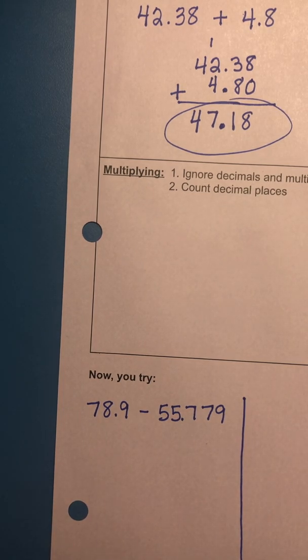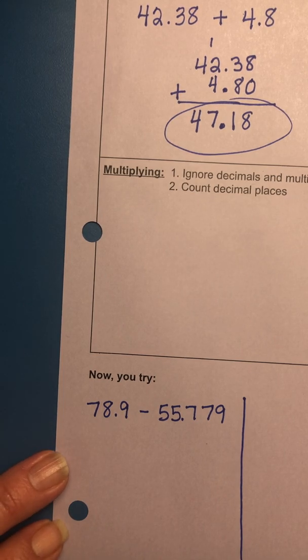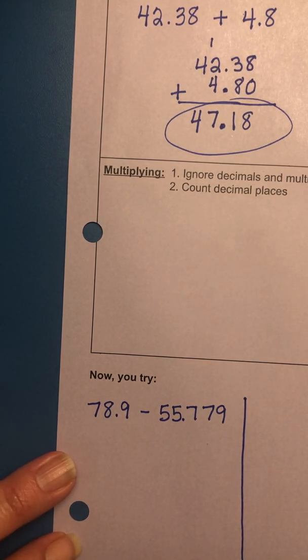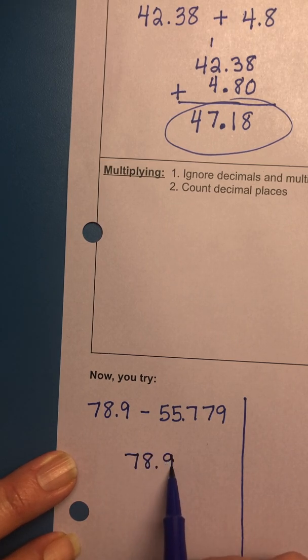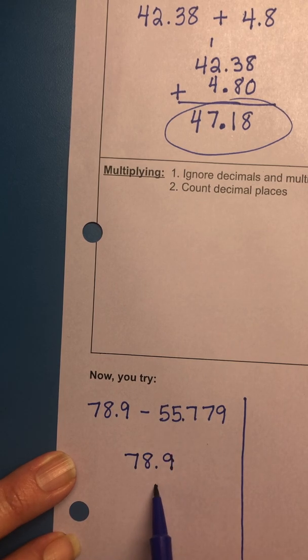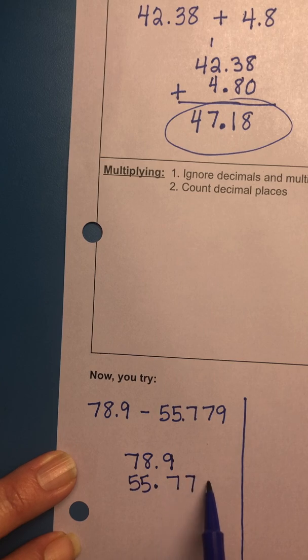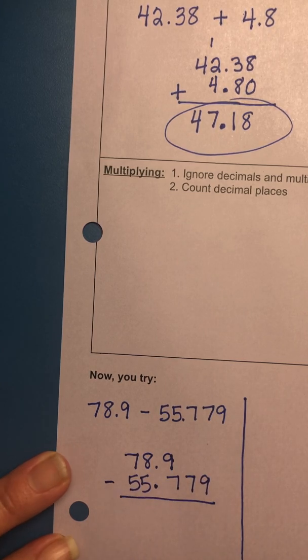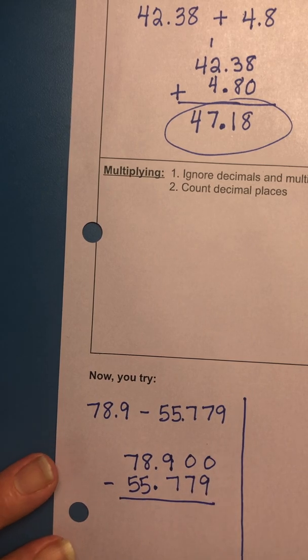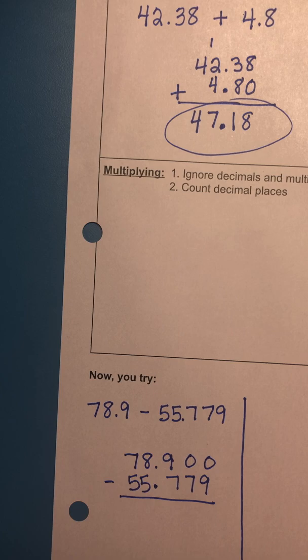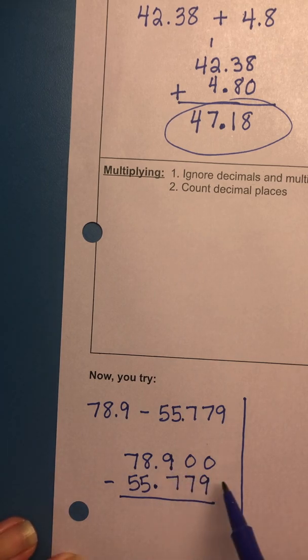Are you done? If you're not done, you can pause it. But I'm going to go ahead and start this problem. You put the 78.9 on the top. We lined up those decimals, so 55 over here, 779, and guess what? We had to annex 2 zeros this time, okay? And a few kids were having some problems today with the idea of borrowing this many times over.